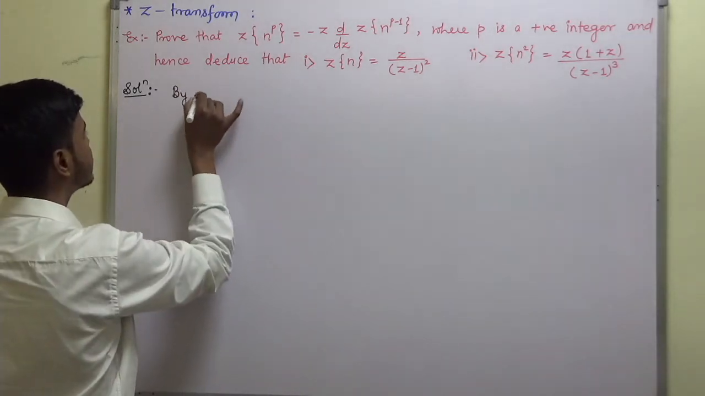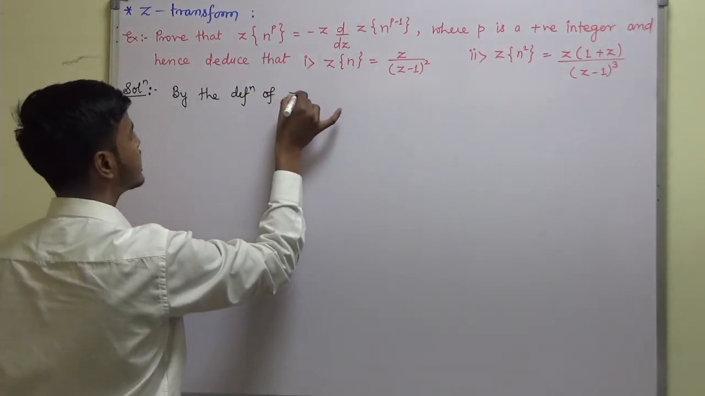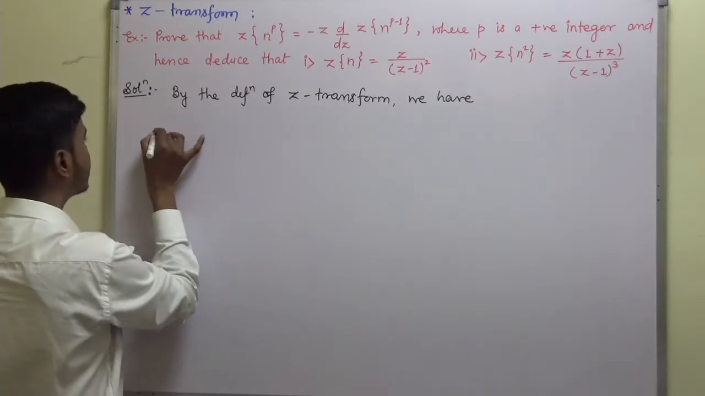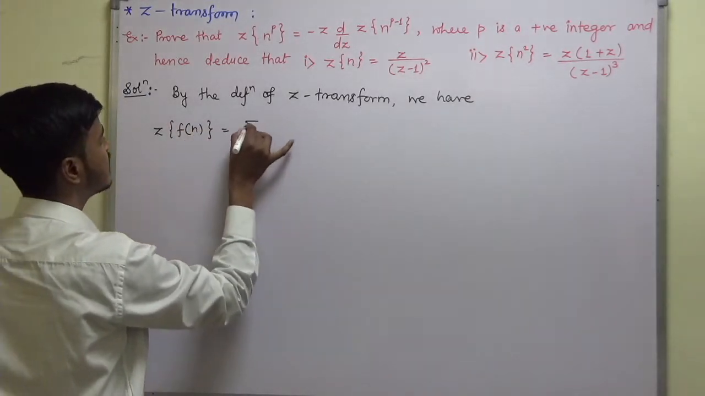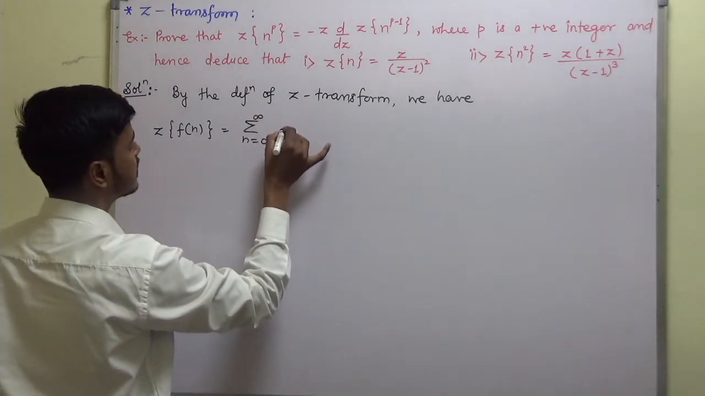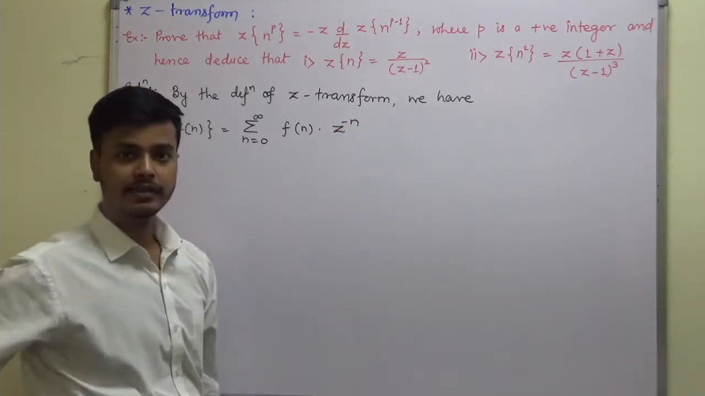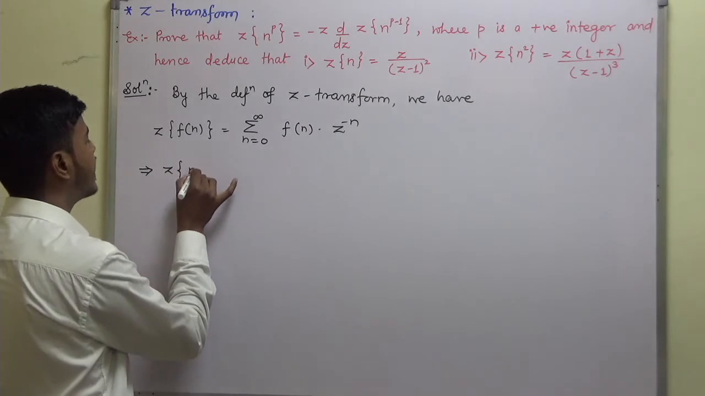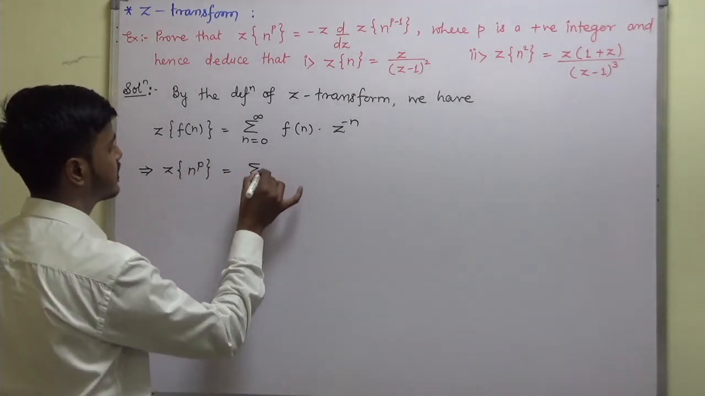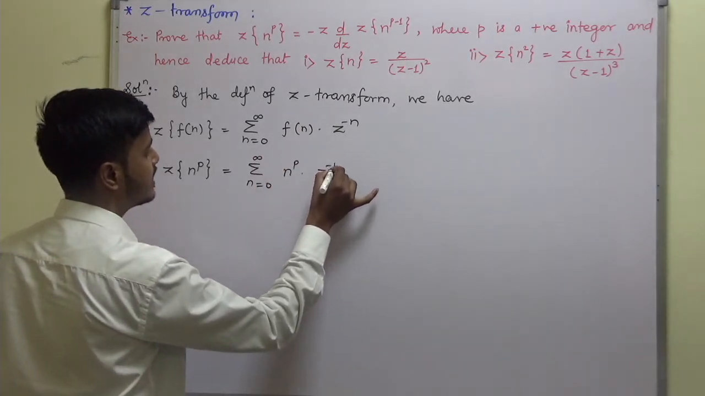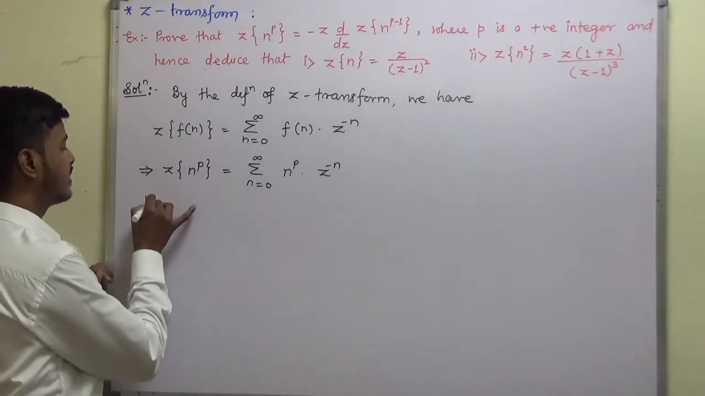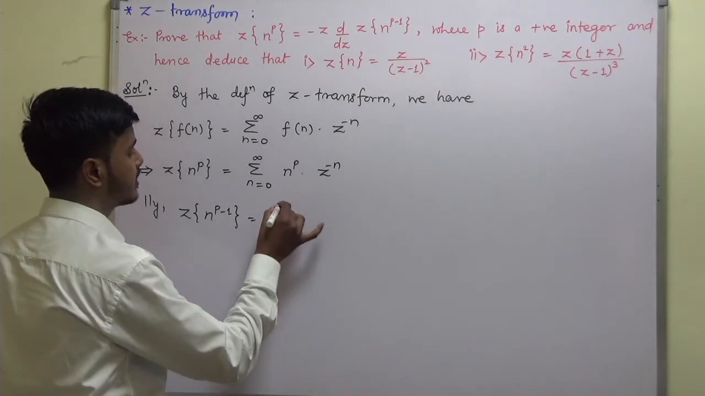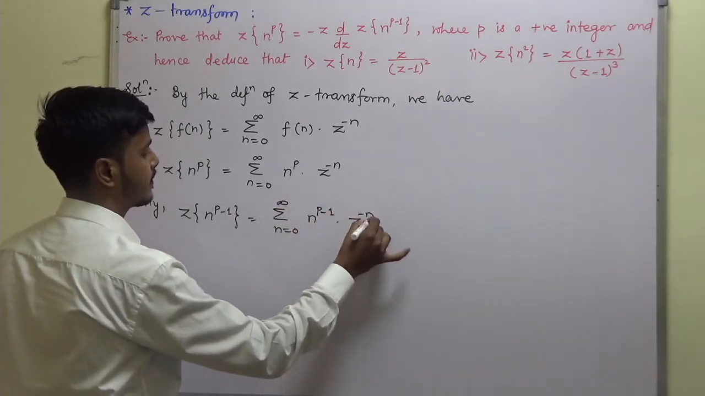So I'm going to start with the definition of Z transform. By the definition, Z transform of f of n is equal to summation n is equal to 0 to infinity f of n into z power minus n. Now we can write Z transform of n to the power p likewise, and similarly we can write Z transform of n power p minus 1. Is it okay up to this?